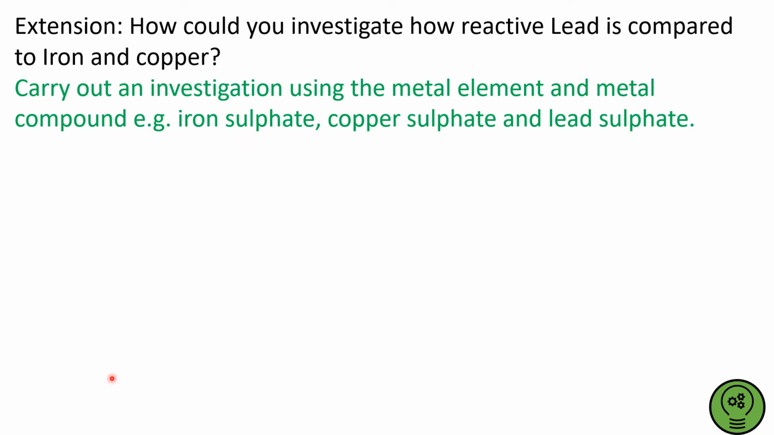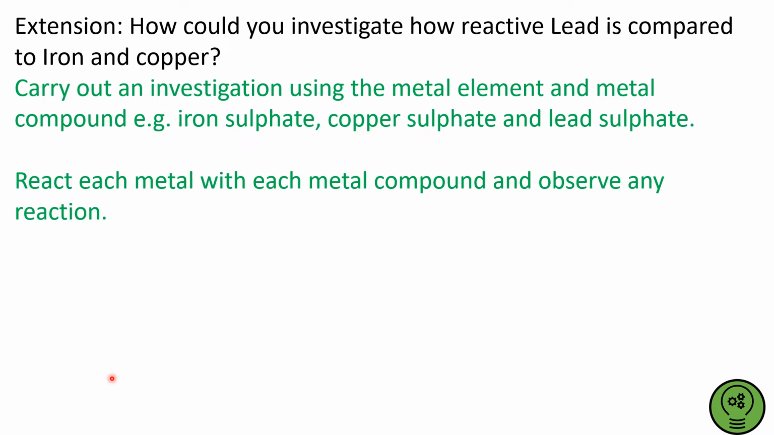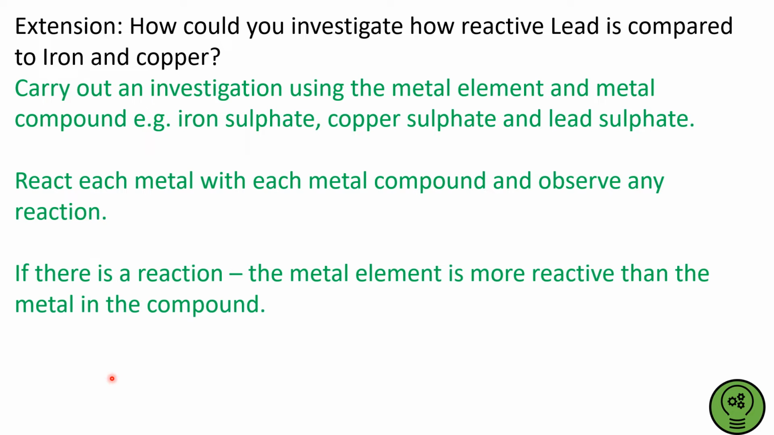So first of all, I would need to carry out an investigation using the metal element, so that's lead, iron, copper, and the metal compound, e.g. iron sulfate, copper sulfate, and lead sulfate. So react each metal with each metal compound and observe any reaction. I'm going to react lead with iron sulfate, lead with copper sulfate, lead with lead sulfate, and then do the same for the iron and the same for the copper. I'm going to observe if there's any reaction, because that would be a displacement reaction.